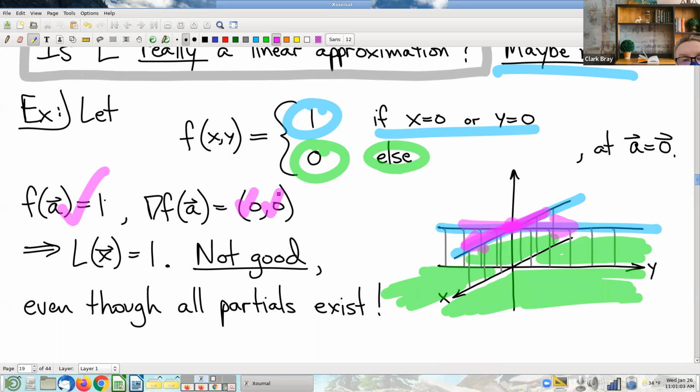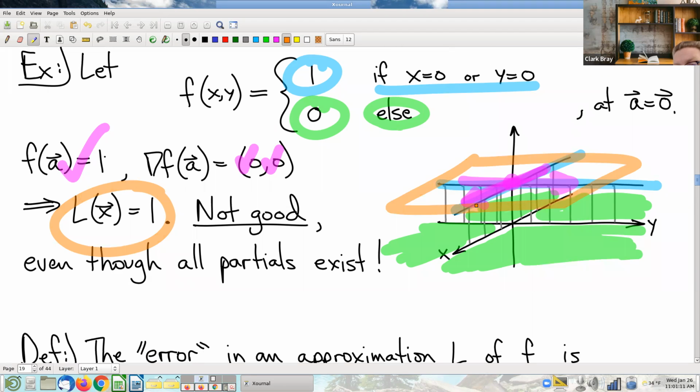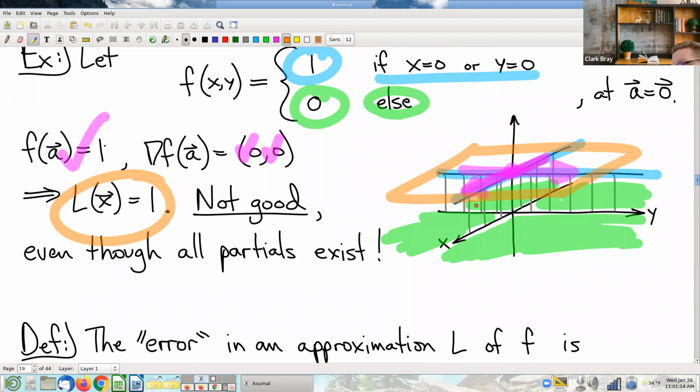And so my linear approximation is just the constant value 1. My resulting tangent plane would be just a plane at height 1 sitting above the xy plane. Is that a tangent plane? Oh, no. Does this orange thing do a good job of approximating the function? Not even close. It's horrible.